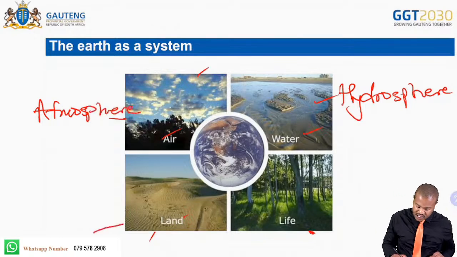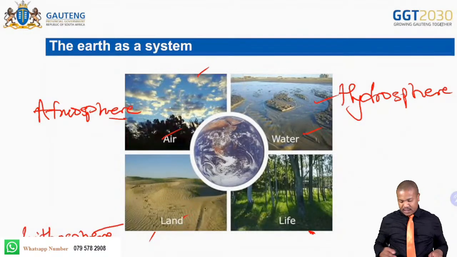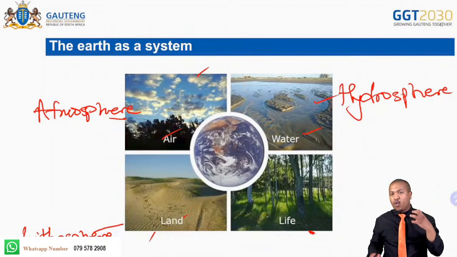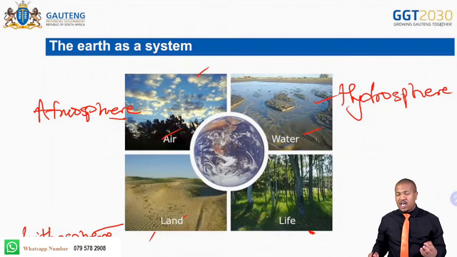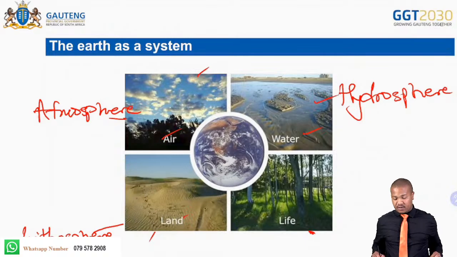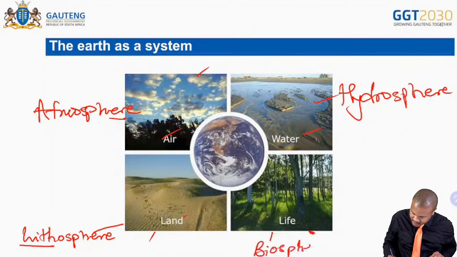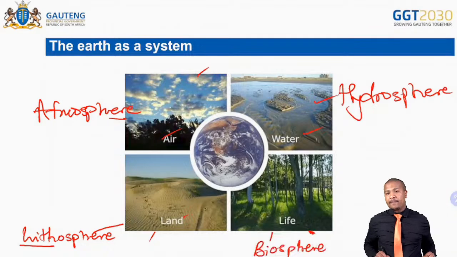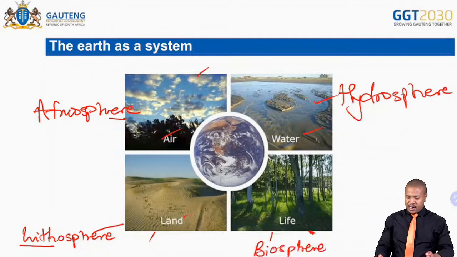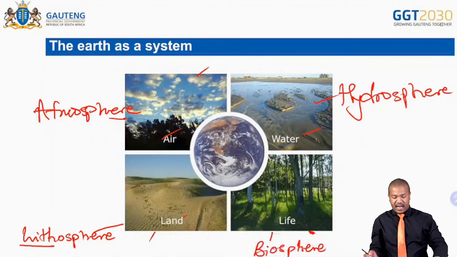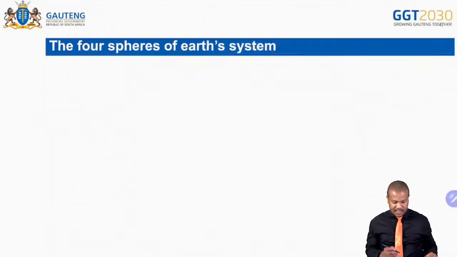Then the land is the lithosphere. Now, why litho? This word litho is taken from the Greek word for rocks, so it has to do with all the rocks and soils of the earth. Then we have life here, which is the biosphere. So now, let's discuss these one by one. Let's move on with our lesson.